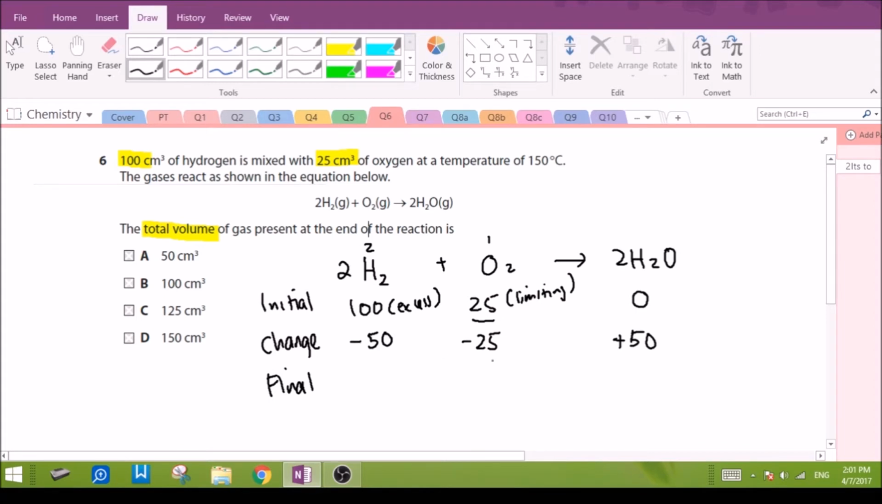Once we are sure what the changes are, we can do a tally. Initial is 100, we used up 50, we have 50 hydrogen left over. Oxygen, we have 25, we used up all 25, so 0. For steam, we started off with 0, we created 50, so we have 50 at the end. And then we want the total. The total simply means 50 added to 50, we have 100 cubic centimeters of gas at the end.